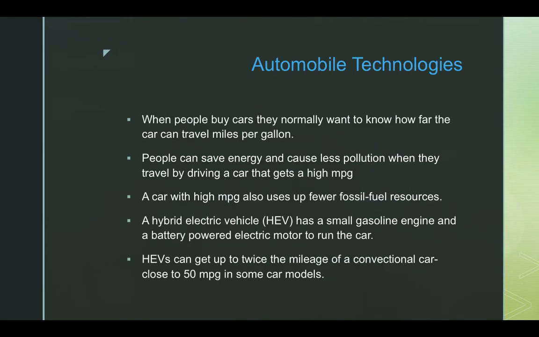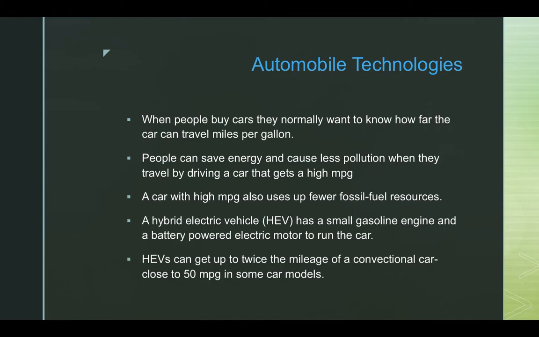Automobile technologies. So we're on page 558 now. When people buy cars, they normally want to know how far they can travel, miles per gallon. People can save energy and cause less pollution when they drive cars that get high MPG, miles per gallon. So for instance, I drive a car and I get around 30 miles per gallon. So I get a lot of miles for every gallon of gas I use. A car with high miles per gallon also uses fewer fossil fuel resources. So it's better for the environment if we buy those types of vehicles that run longer for more miles per gallon.